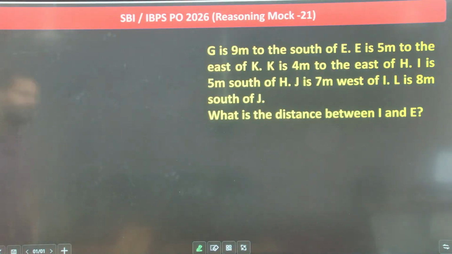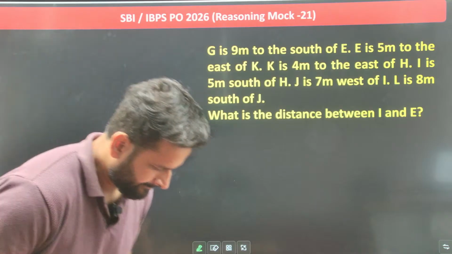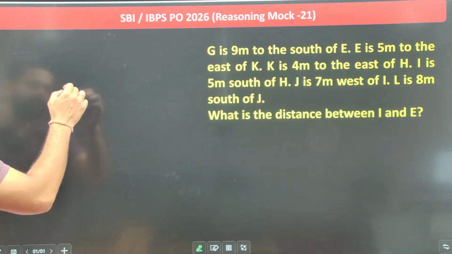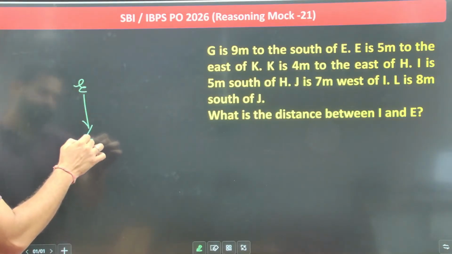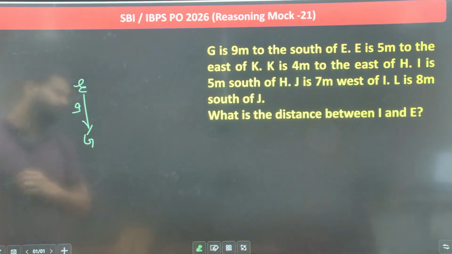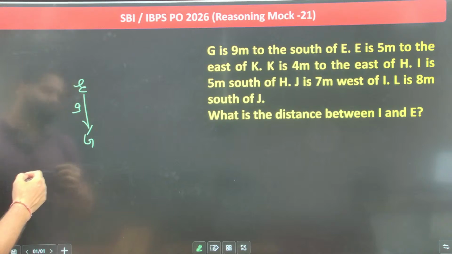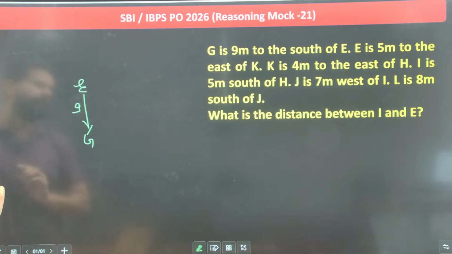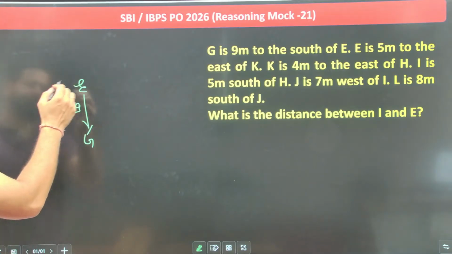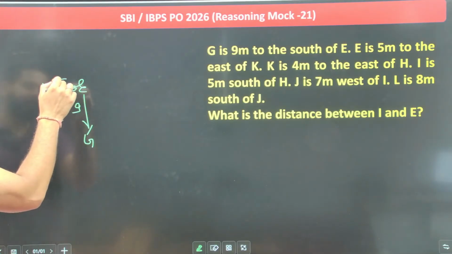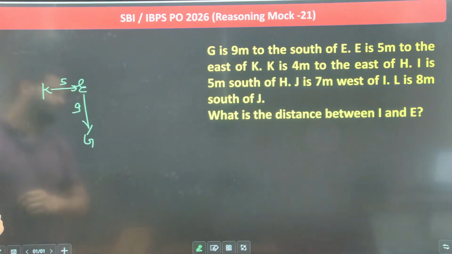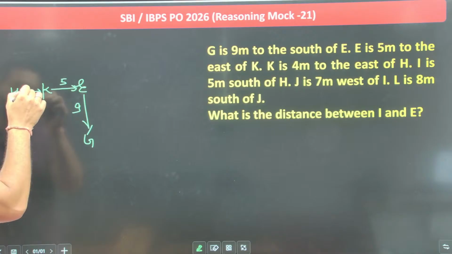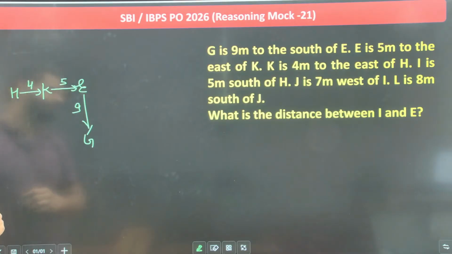G is 9 to the south of E. This is E. G is 9 south of E. E is 5 east of K. E will be 5 east of K. K is 4 east of H.